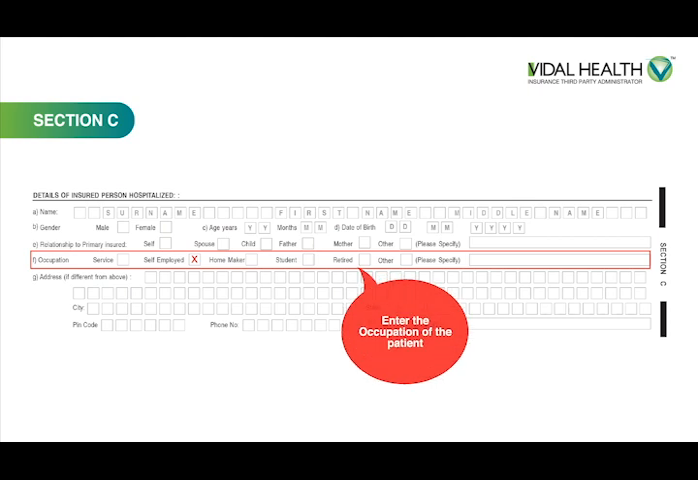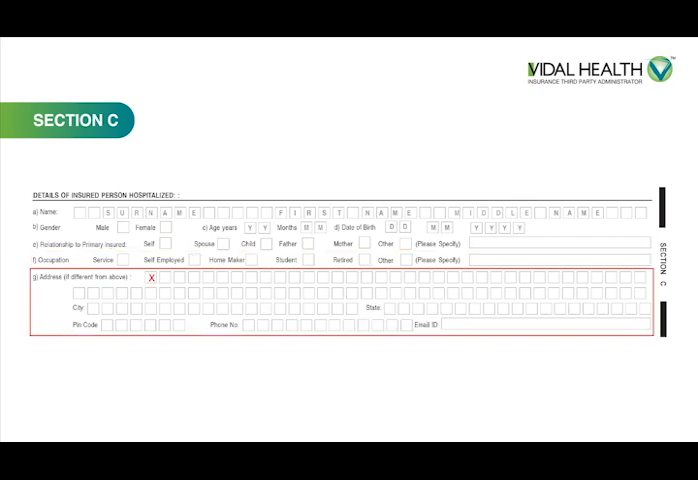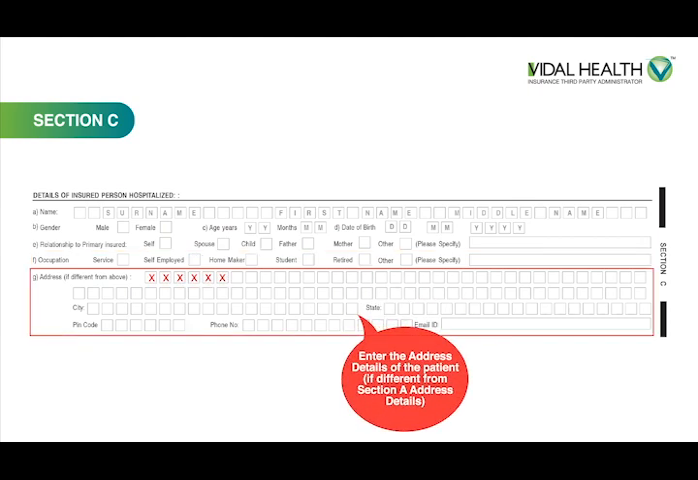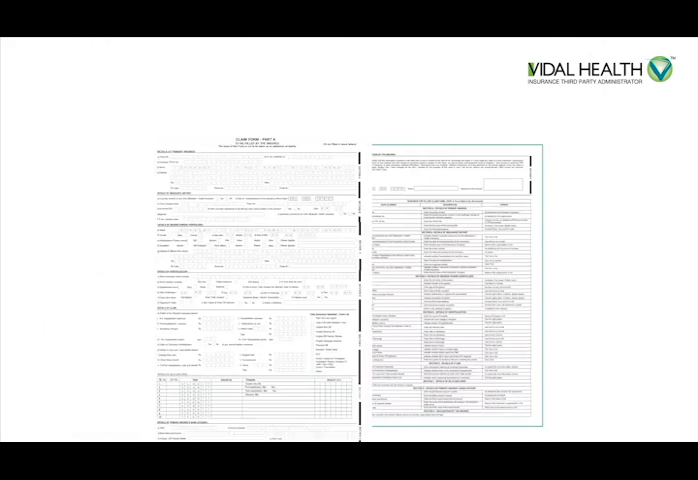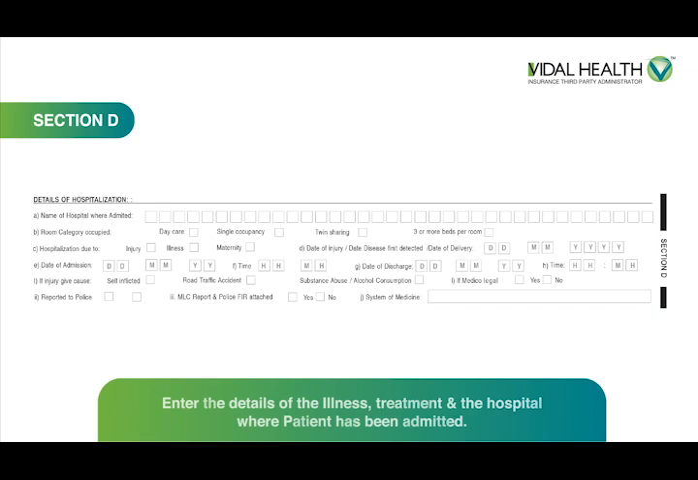Enter the occupation of the patient. Enter the address details of the patient if different from Section A address details. Enter the details of the illness, treatment and the hospital where patient has been admitted.